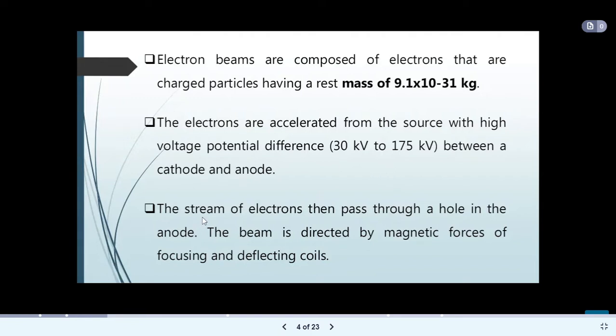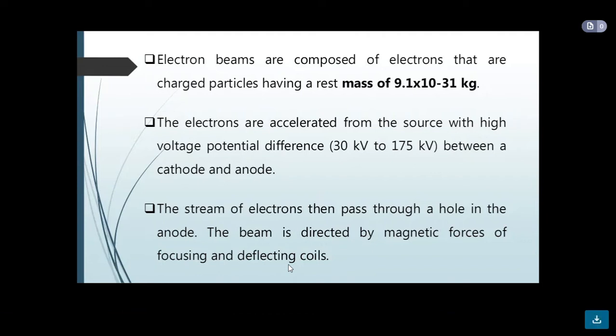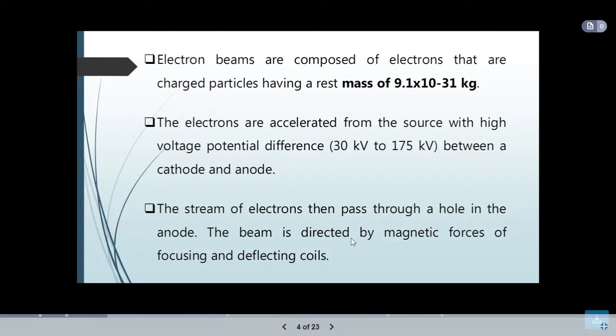The stream of electrons then passes through the hole in the anode, meaning these electrons will accelerate towards the anode, and the beam is directed by the magnetic forces of the focusing and deflecting coils. When this electron gets accelerated, it will pass through the anode, and after that we need to focus it. For focusing purposes we use magnetic forces, that is, the focusing coil and the deflecting coil.